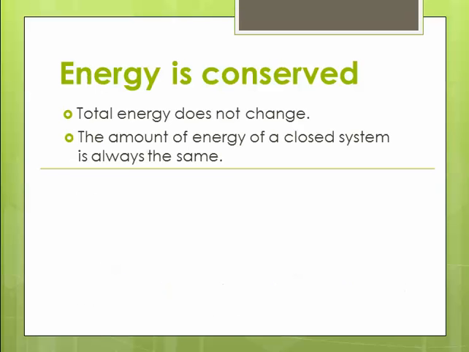Now, what we learn by this is that energy is conserved. It means that the total energy does not change. We could also say the amount of energy of a closed system is always the same. It may be transformed from one kind into another, but it is always the same.